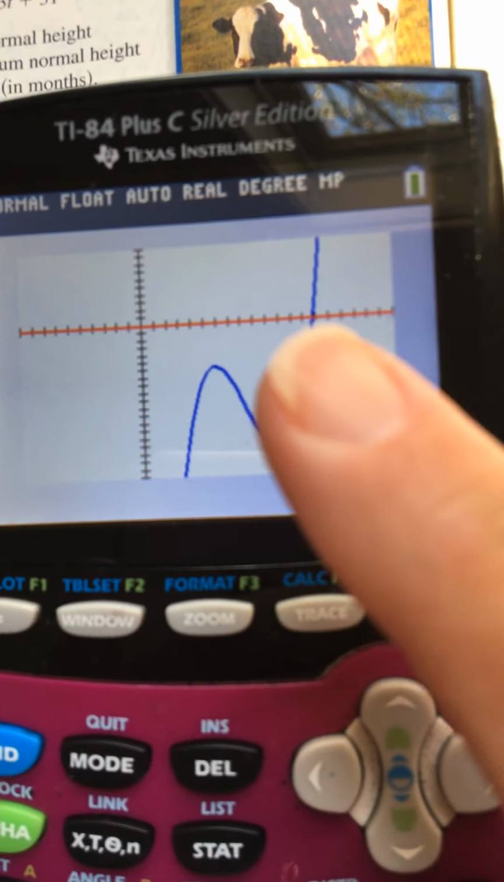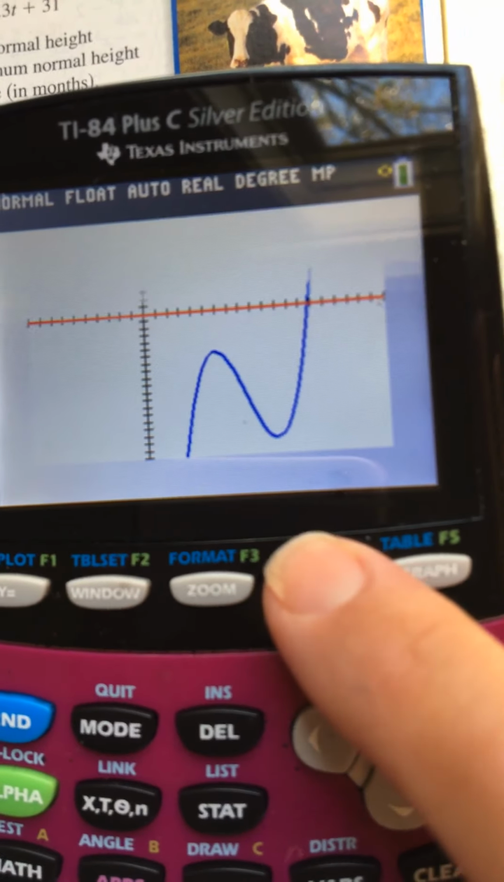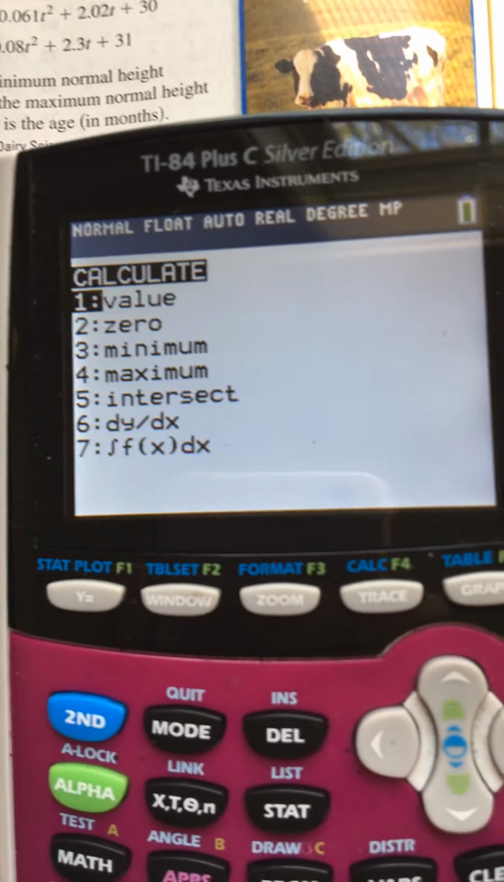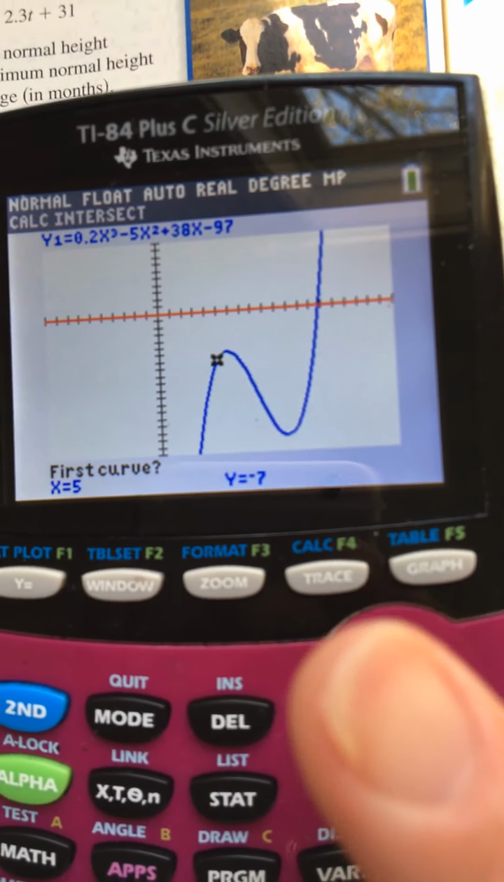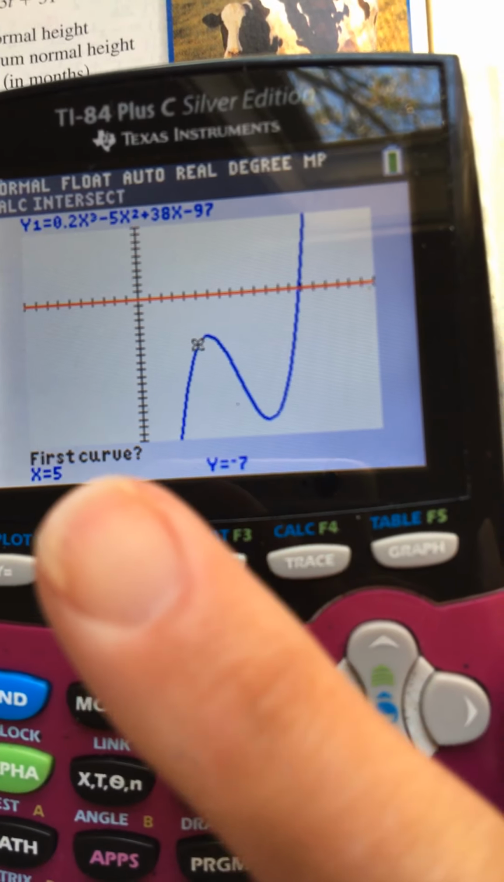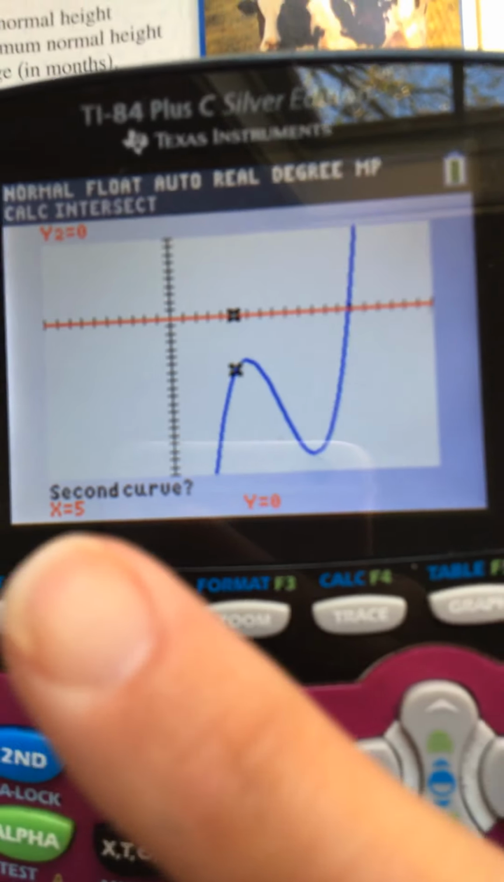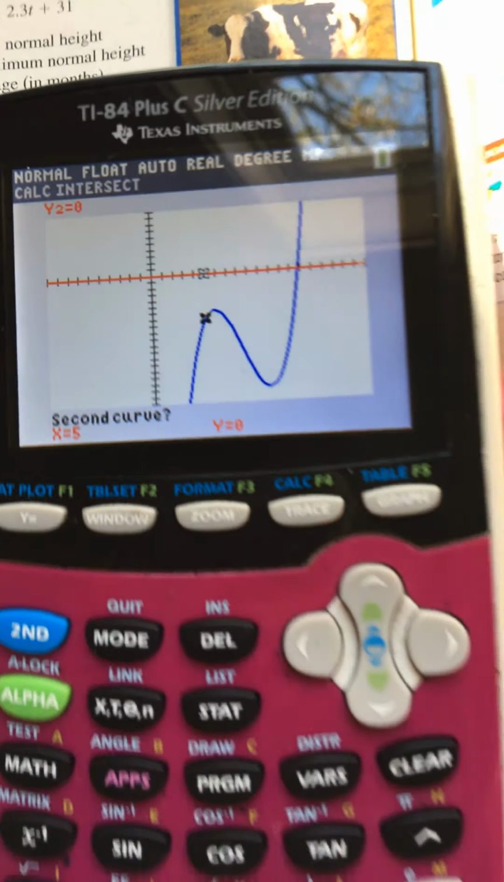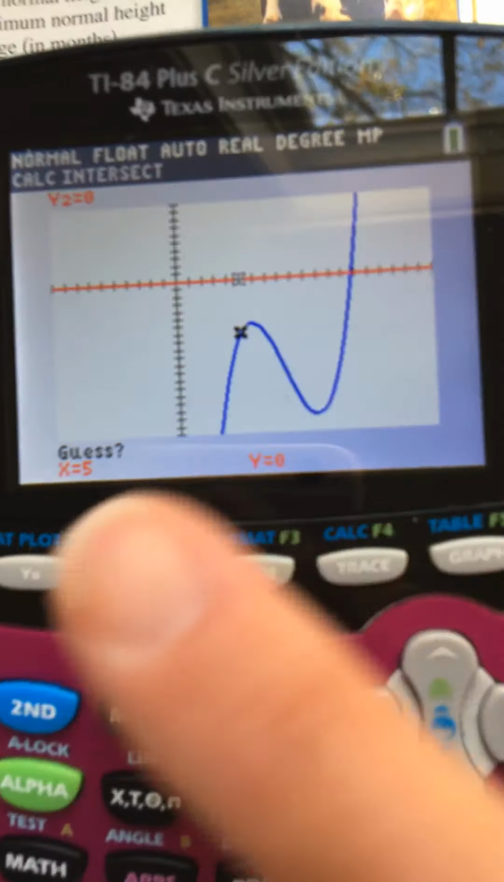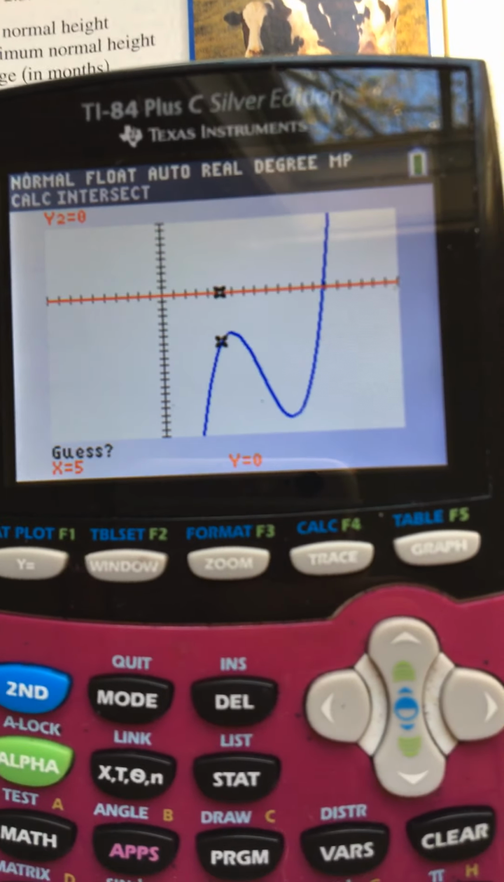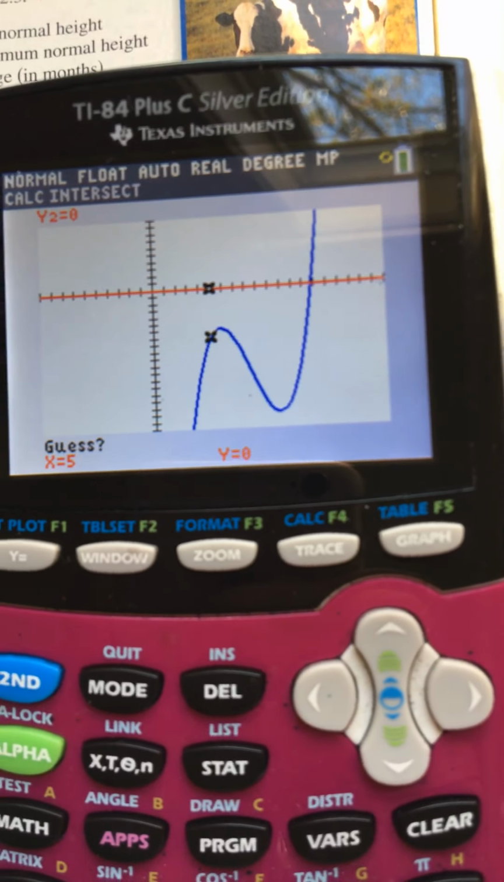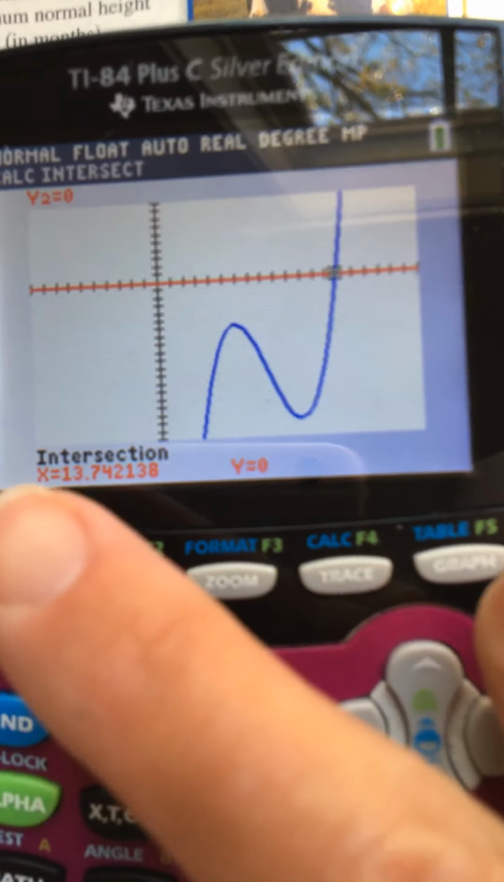Now I can do second trace, pick number 5, intersect, and hit enter 3 times. It says, is the first curve I want the blue one? Why, yes it is. I hit enter. Is the second curve the red one? Why, yes it is. So I hit enter. And then it says guess. Do I want it to guess? Why, yes I do. I hit enter again, and it will tell me what x equals.